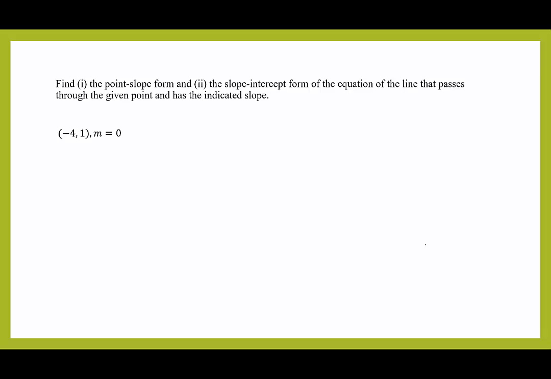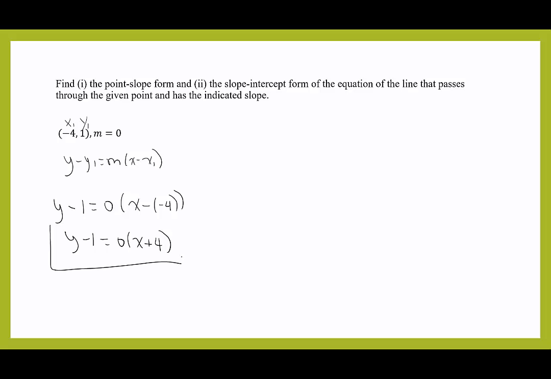This is a horizontal line. Now, if you don't remember that, that's okay, because look what happens when we go to put it in point slope form. This is x1, this is y1, and we'd be plugging into y minus y1 equals m times x minus x1. So y minus 1 is equal to 0 times x minus -4, and then I would just clean this up.